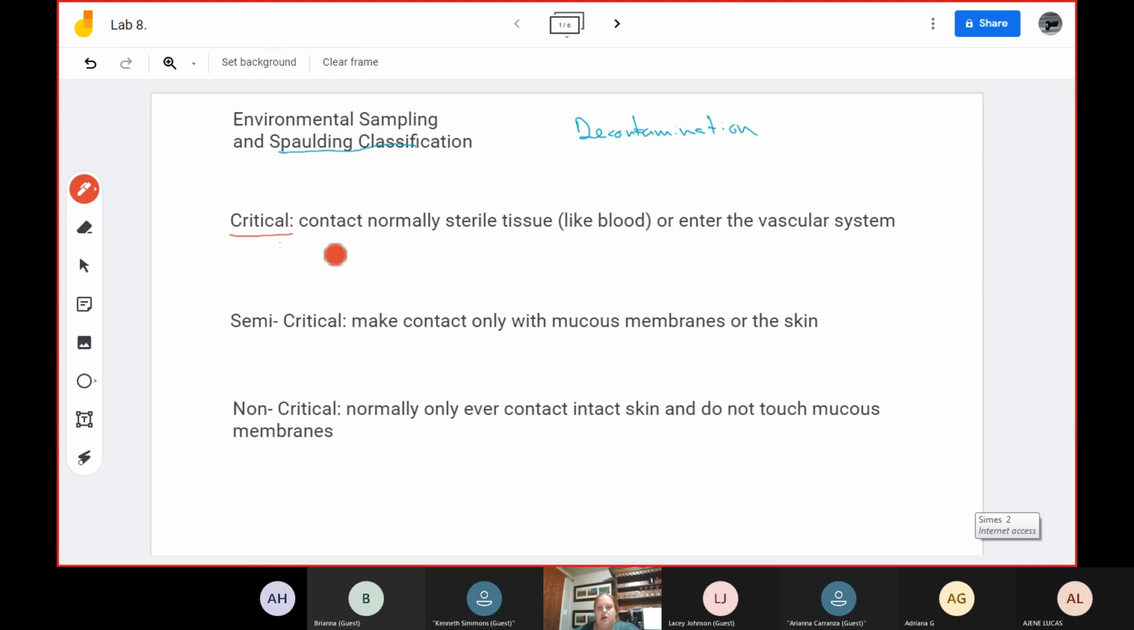So first of all, critical would be any objects within the system that come in contact with normally sterile tissue. So this would be anything you're going to be doing surgery with, anything you're going to be cutting bones, like a bone saw, anything you're going to be jabbing into people, like needles. So these are the things that need to be sterilized or decontaminated on a high level.